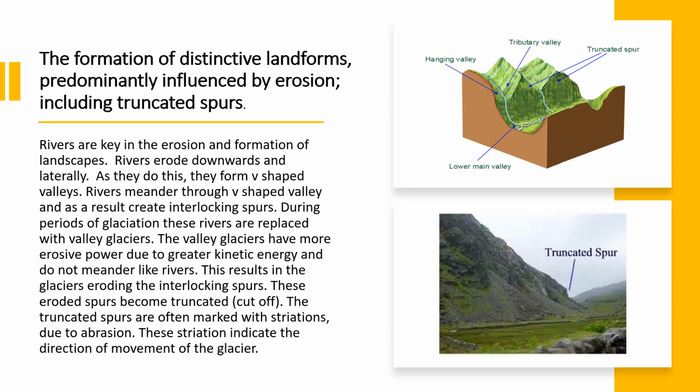Here we're thinking a little bit about what's happening within those U-shaped valleys. We can find features like truncated spurs. These are where spurs that were formed by the meandering of a river have now been cut off and eroded by the glacier that replaced it, often having quite steep sides and creating quite distinctive areas that just have very sheer walls, often indicated by striations.